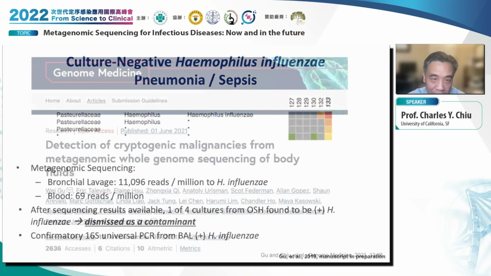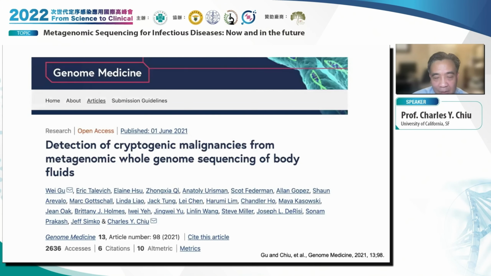And so this introduces an interesting paper that we published last year, which was titled Detection of Cryptogenic Malignancies from mNGS whole genome sequencing. I don't have time to go through the paper itself, and you're free to read it, but the idea behind this is that we're able to look at the DNA metagenomic data and identify copy number variation, essentially chromosomal variation in representation, directly from the DNA metagenomic data.